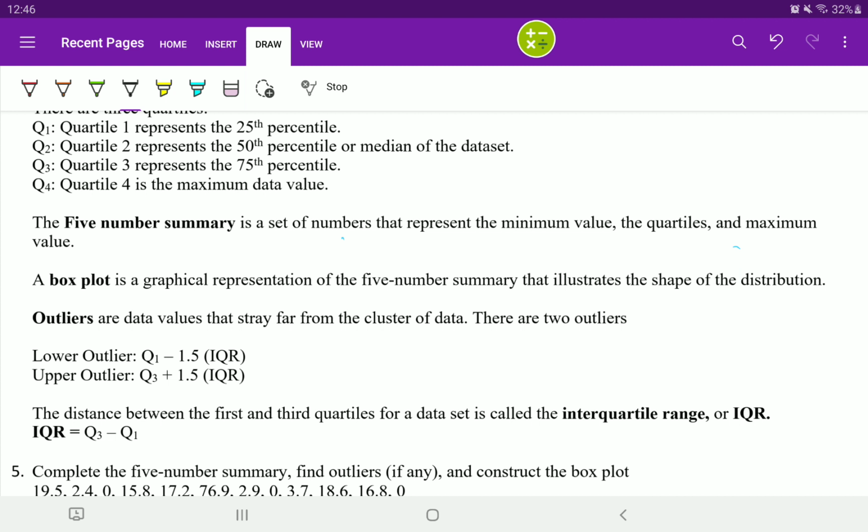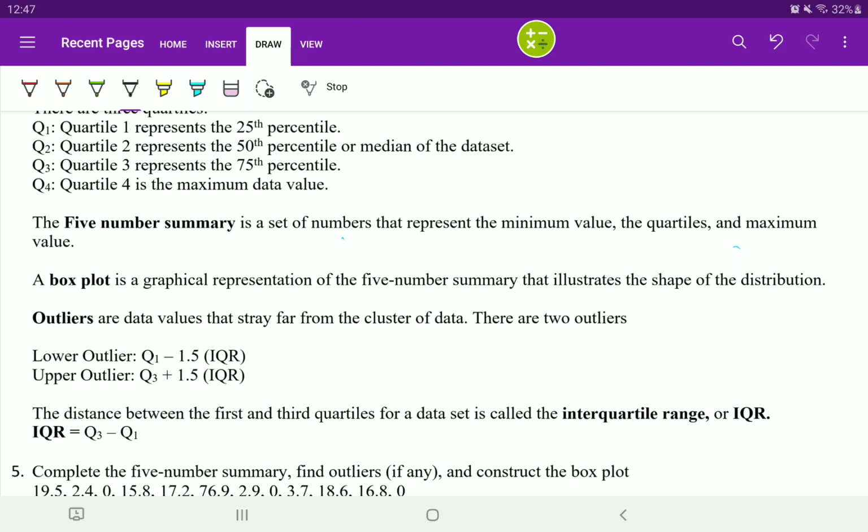The lower outlier is Q1, which is quartile 1, minus 1.5 times IQR. And I'll explain what IQR is in a second. And the upper outlier is going to be Q3 plus 1.5 times the IQR, which I'll explain in a minute as well. Well, in a few seconds.